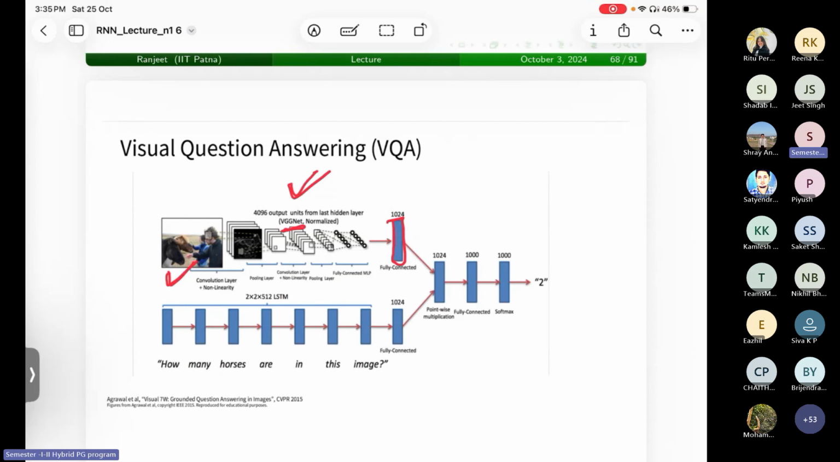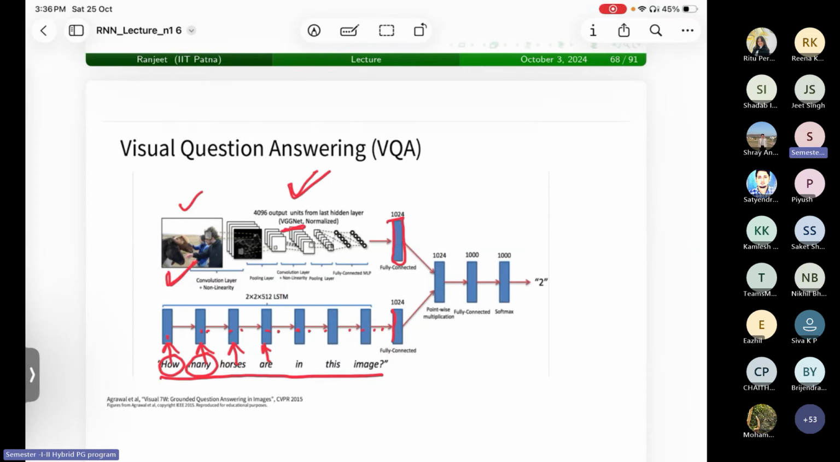In a similar manner, you also have to process the sentence, the question, what has been asked. So suppose this is the question, how many horses are in this image? This is the image. So again, you process this using an RNN, because whenever you have text, you use an RNN. Suppose we are processing one word at a time. So "how" will be given to this, "many" will be given to this, "horses" will be given to this, and in this way you are generating the states.